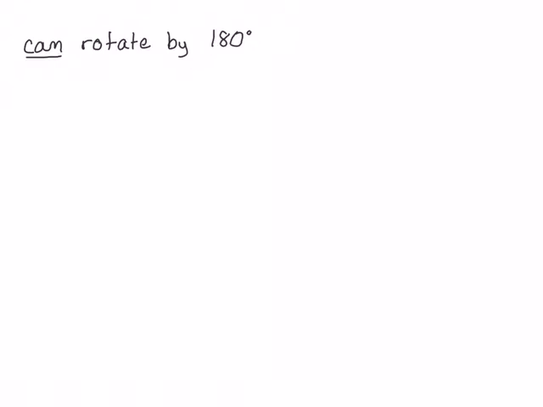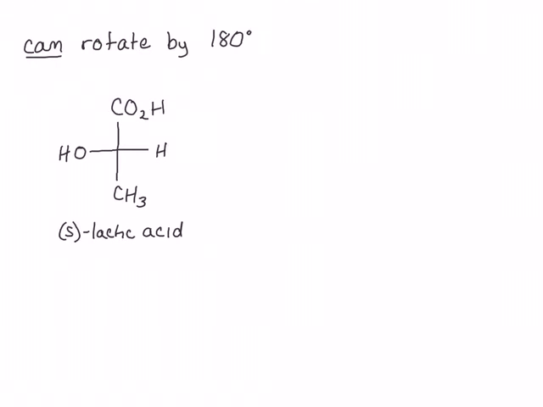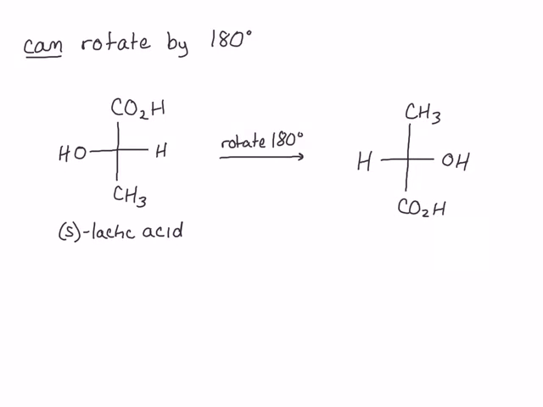Again, let's look at our S-lactic acid example. If we rotate our Fischer projection by 180 degrees, we get a Fischer projection that looks like this. This is the same compound and has the same stereochemistry as the original compound. If you're not sure about this, pause the video now and make both molecules and convince yourself that they are in fact the same. You cannot, however, rotate a Fischer projection by 90 degrees.